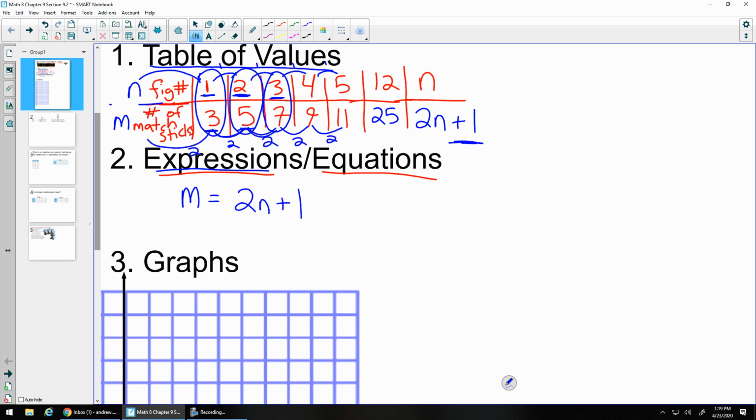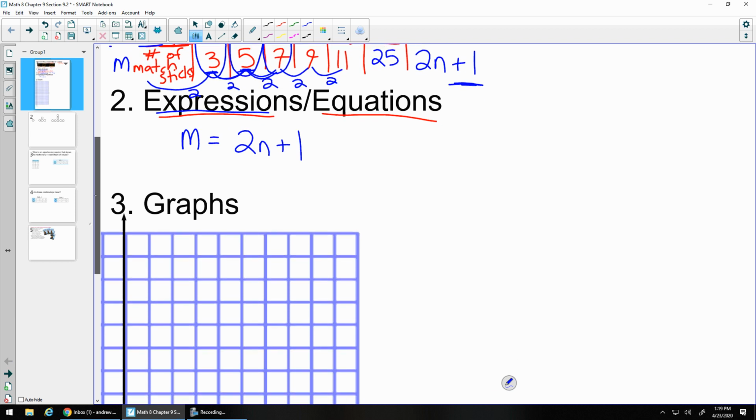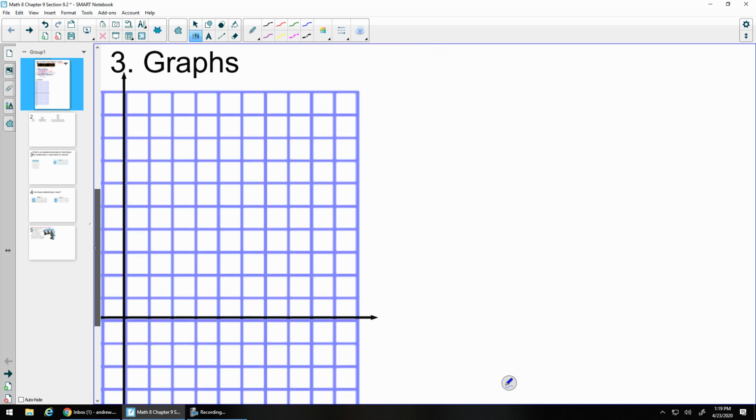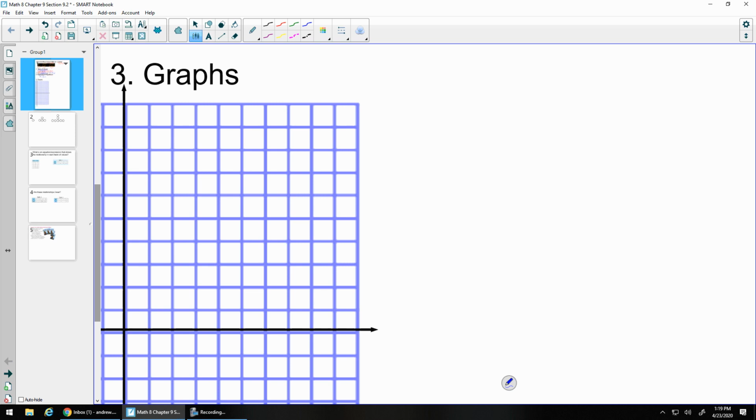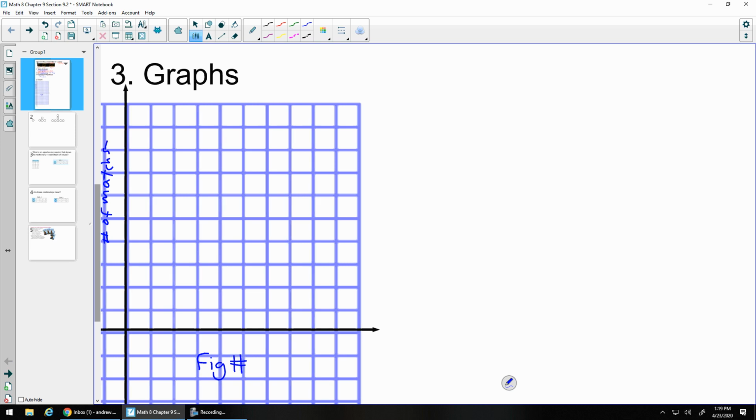So there's always 3 matchsticks in figure 1, 5 matchsticks in figure 2. So those numbers go together. So we can use them as ordered pairs on our graph. So I'm going to have figure number be on my x-axis, and I'm going to have my number of matchsticks be on my y, number of matchsticks. Okay, you guys get the point. That's very messy. And now I can compare these.